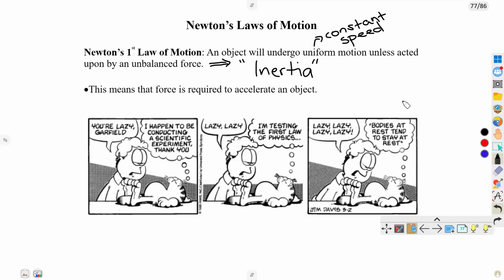Now, some people condense this or put it into simpler terms by saying an object in motion tends to stay in motion and an object at rest tends to stay at rest unless acted upon by a different force. So just remember that staying at rest, zero motion, is still a form of uniform motion. But what this means is that we're going to need force to accelerate an object.